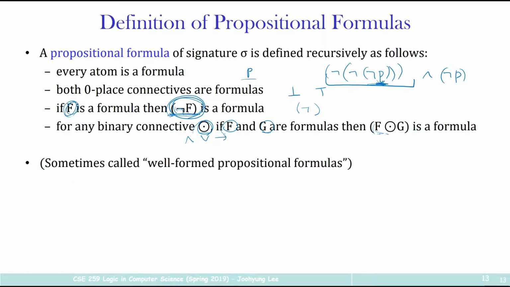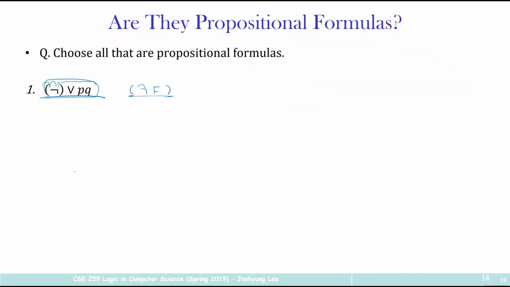The 3rd case, for this to be a formula, you have to start with an open parenthesis and end with a closing parenthesis, right? But this string doesn't have a closing parenthesis. So it cannot be generated by the third rule. The same goes for the fourth rule, because the fourth rule also starts with an open parenthesis and ends with a closing parenthesis. So this is a very simple proof of why this string cannot be a formula. There is no way to apply these rules to say that this is a formula.